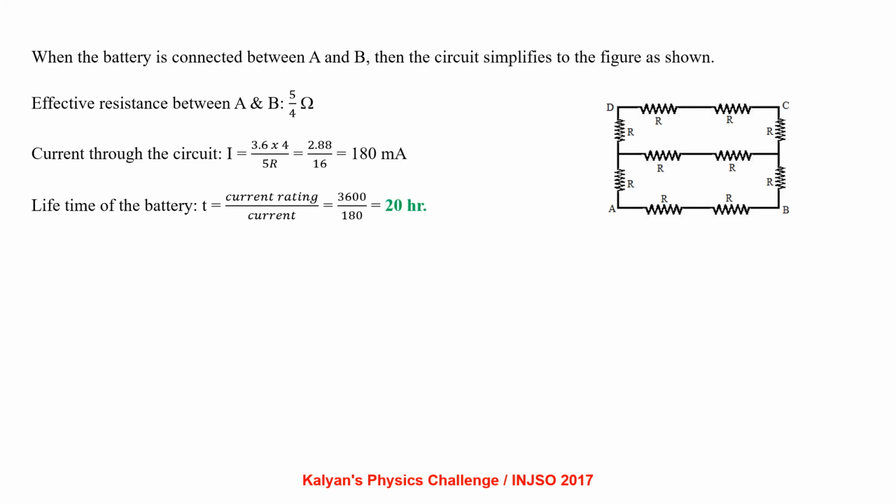When the battery is connected between A and B, the circuit simplifies to the figure as shown. Effective resistance between A and B is 5 by 4 R. Current through the circuit I equals 3.6 into 4 by 5R, which is 180 milliampere. So the lifetime of the battery T equals current rating by current again, it is 3600 by 180, which comes out to be 20 hours.